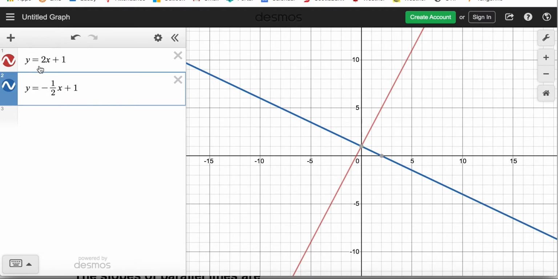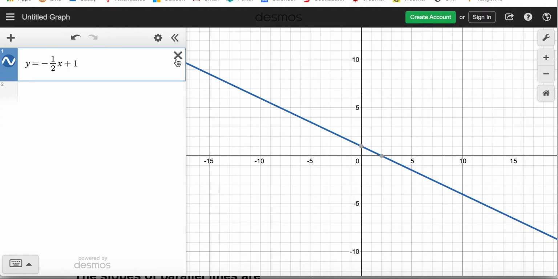The slope, if you have 2 for one of your slopes, 2 over 1, the other slope has to be negative, so they have to be opposite signs. And the 2 over 1 has to be flipped upside down. So that's called the reciprocal. Instead of 2 over 1, it's 1 over 2.